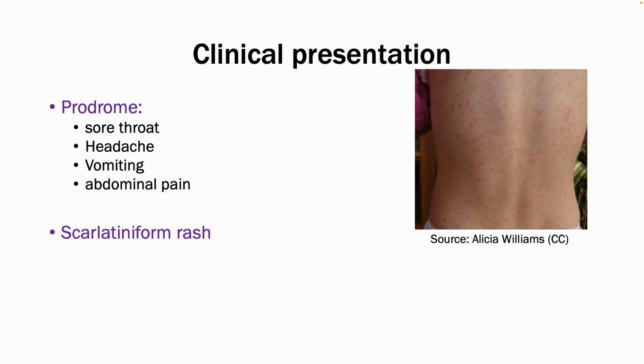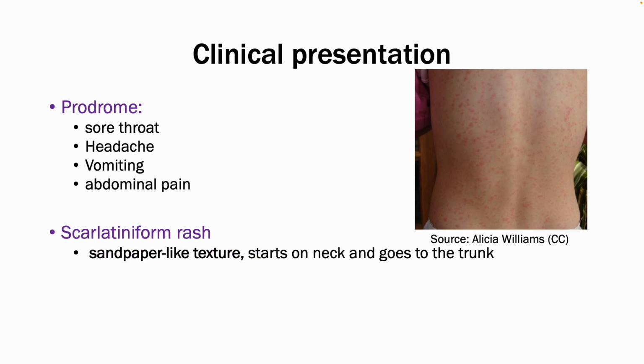Next, you have scarletiniform rash, which is sandpaper-like in texture, which is one of the key words, and it tends to start on the neck and scapular region and then goes down to the trunk. However, interestingly, the area around the mouth is usually quite pale compared to the flushed face of the child. And here you can also see a diagram of the scarletiniform rash.